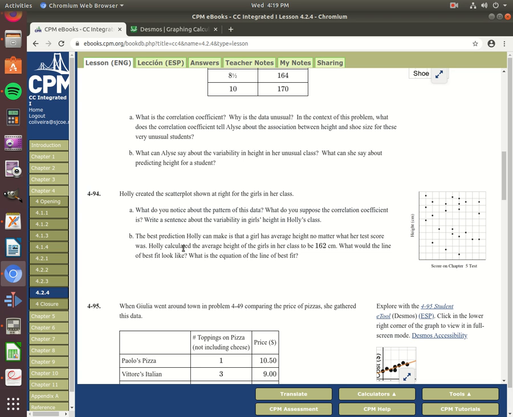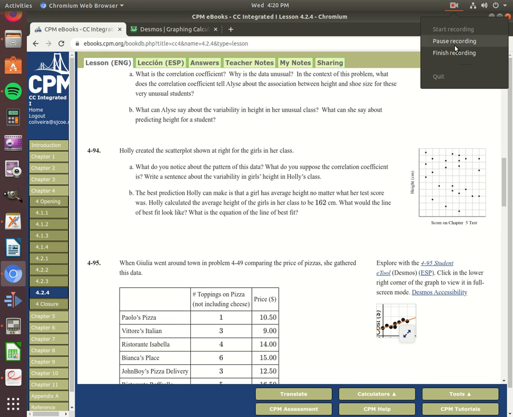It says the best prediction Holly can make is that a girl has average height no matter what her test score was. Holly calculated the average height of the girls in her class of 162 centimeters. What would the line of best fit look like? Again, we would just go side to side at 162. So y equals 162, and it would be a flat line.